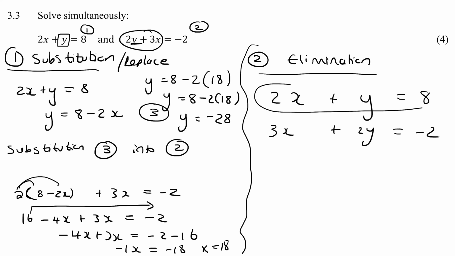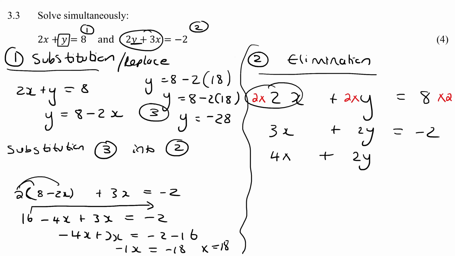I could multiply this equation by 2. So I could multiply this whole equation by 2. And so what we would end up with, so we're going to multiply by 2 over here and by 2 over here. And so we're going to end up with 4x for this part plus 2y, because I just multiplied by 2, and then 8 times 2 is 16.